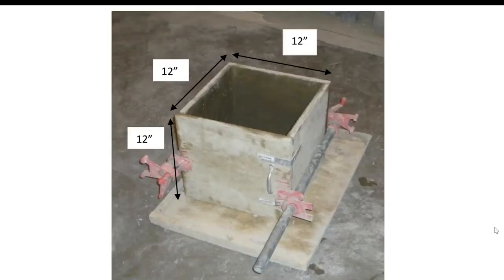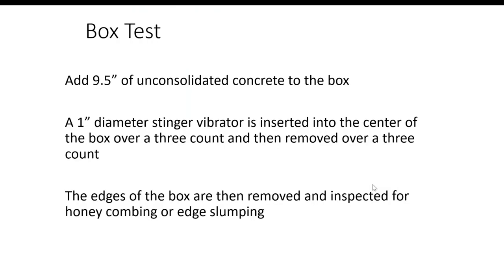So we developed a test called the box test, which is now an AASHTO test method. Yay, AASHTO. It's 12 inches by 12 inches by 12 inches. These boxes are two L's that come together, and they're held by these very, very expensive pipe clamps. $20, Lowe's. We're using two of them. So you know we're high rollers here in Stillwater, Oklahoma. You hold these two L's together, and you fill it up with 9.5 inches of unconsolidated concrete.